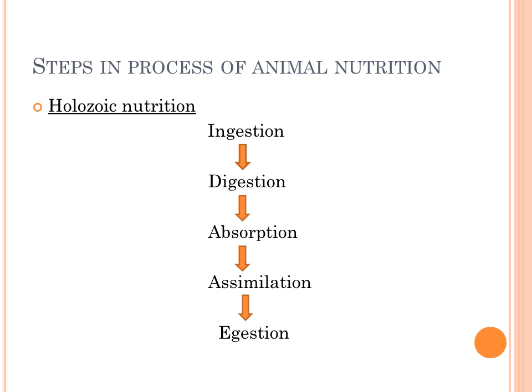Absorption, where the digested nutrients are absorbed. Assimilation, where the energy is utilized for growth and development. Egestion, where the undigested food is thrown out of the body.